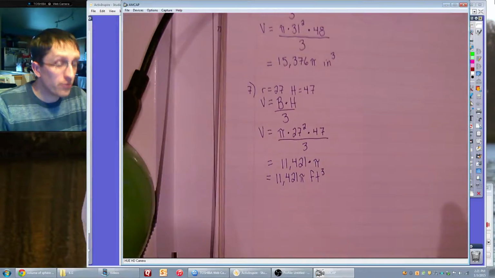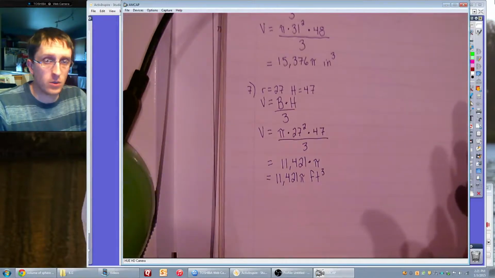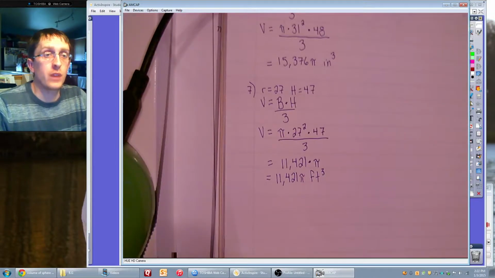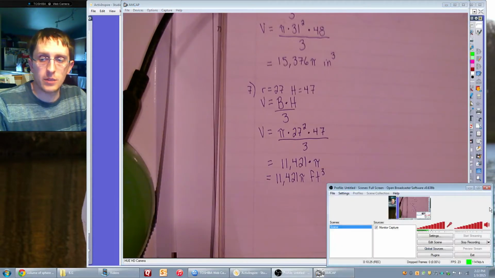I hope you don't find this too difficult. It is a lot of calculator work. Make sure you're following the formula exactly. If you're getting wrong answers, hunt me down, find me. I can help you out, but hopefully this all made sense. Good luck.